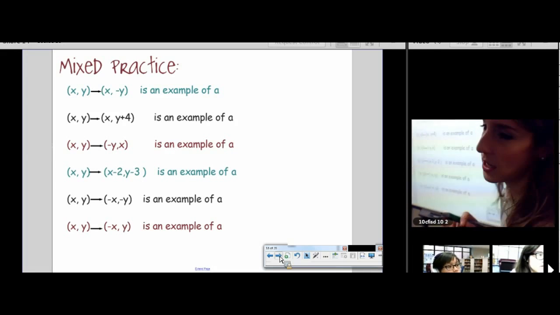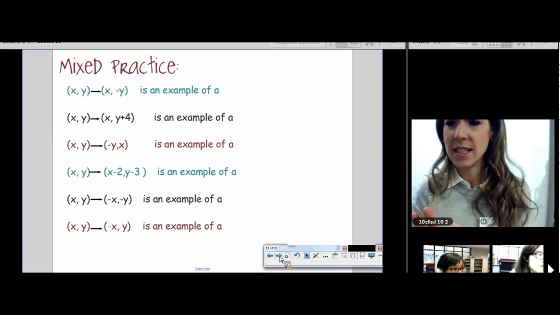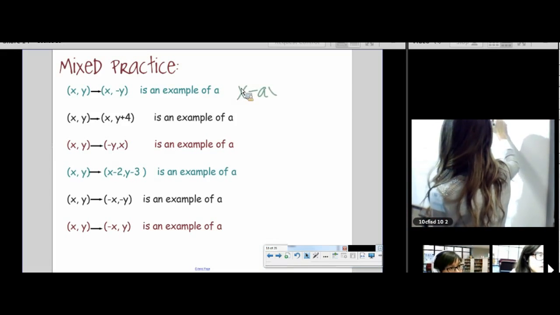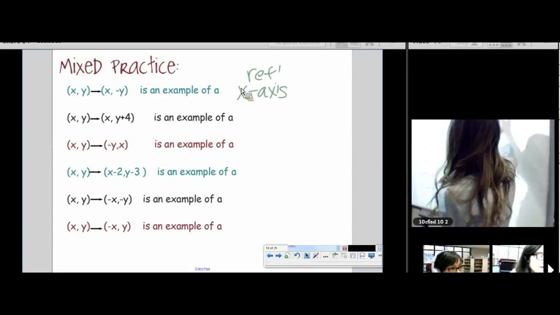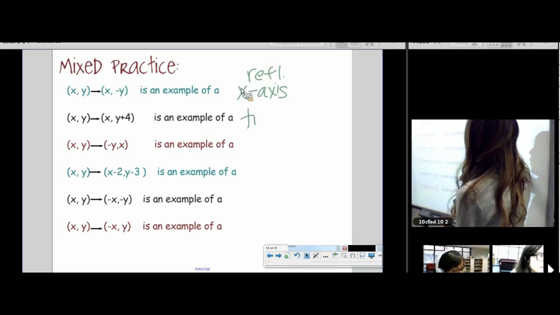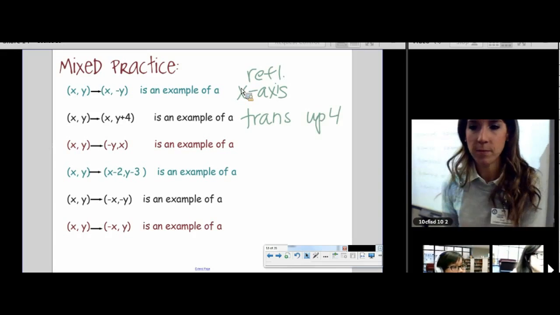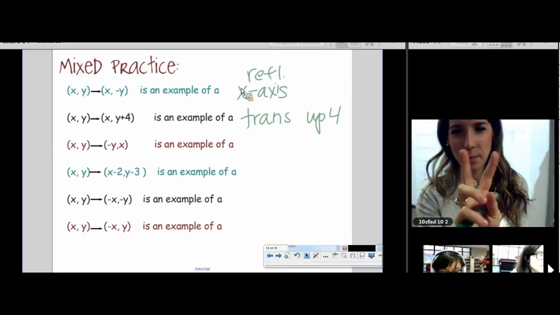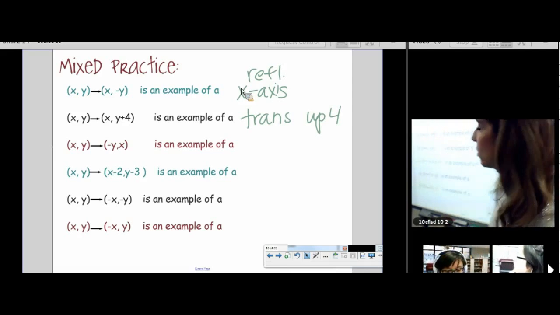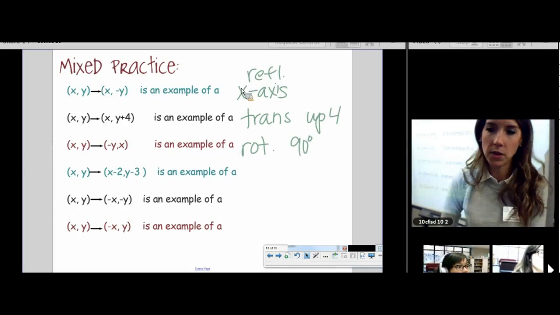Because of time, I'm just going to have to write it. Okay? What changed? Everything stayed in its spot, but the y became negative. So that's a reflection over the x-axis. Reflection. When you reflect over the x, you change the y. All right, what's this one? This one's totally a translation. And where did we go? Up 4. The next one, now, they traded places. That looks more like a rotation to me, right? So that's a rotation. How many degrees? That's the rule for 90-degree rotation.